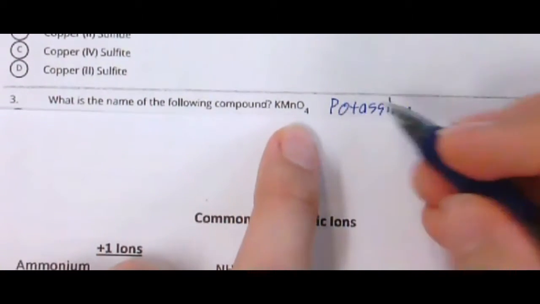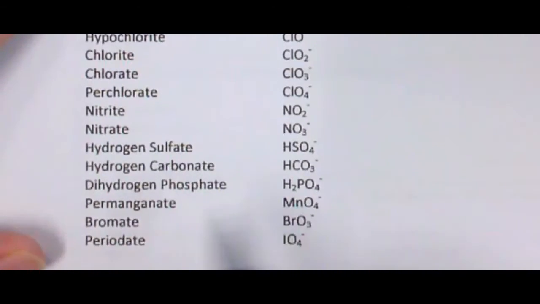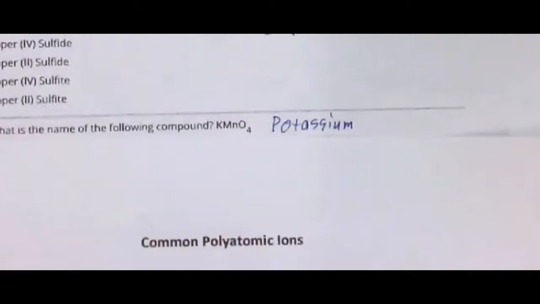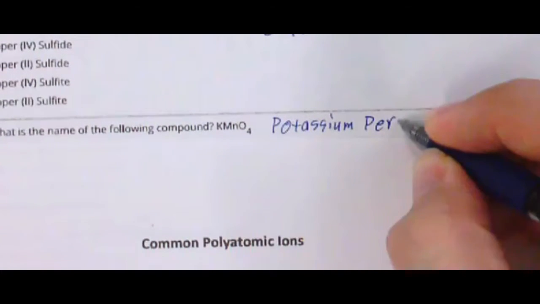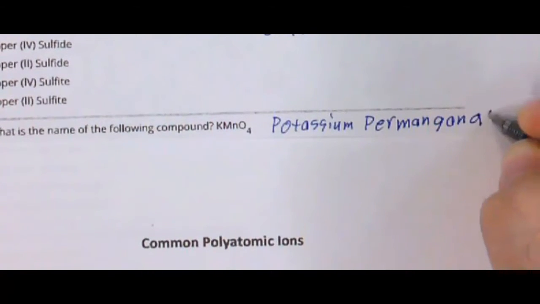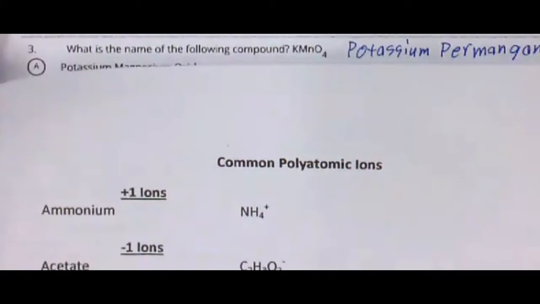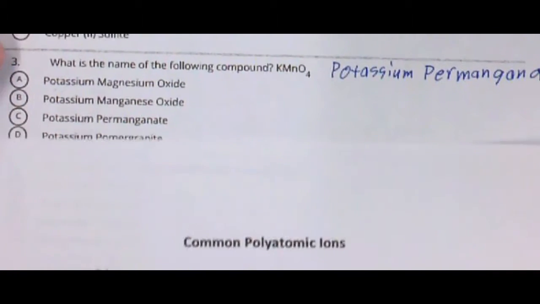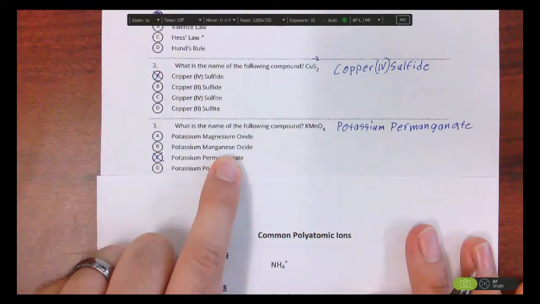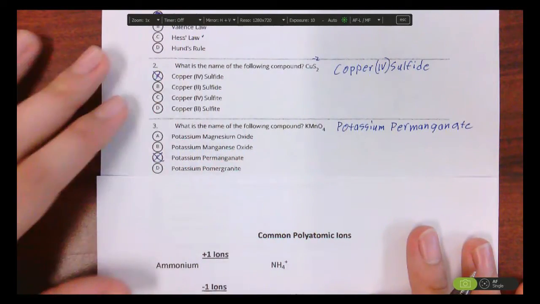And the next guy, MnO4, if you look on your chart, which you should have memorized by now, it just says its name. That's it. Permanganate. Wait, is there an E? No, there is no E. Okay, and so which one is that? C. Beginners want to pick B because it's potassium manganese oxide.